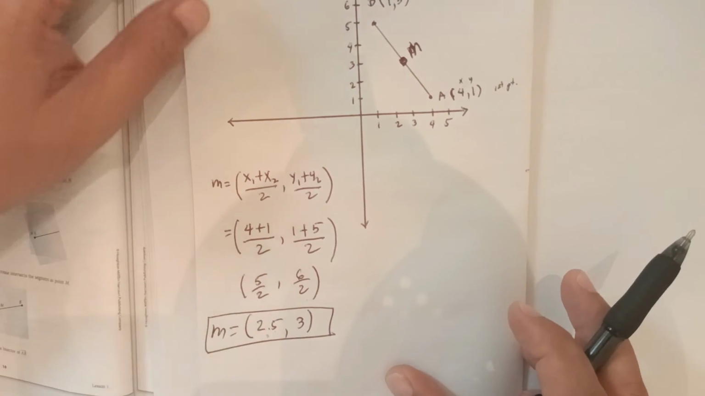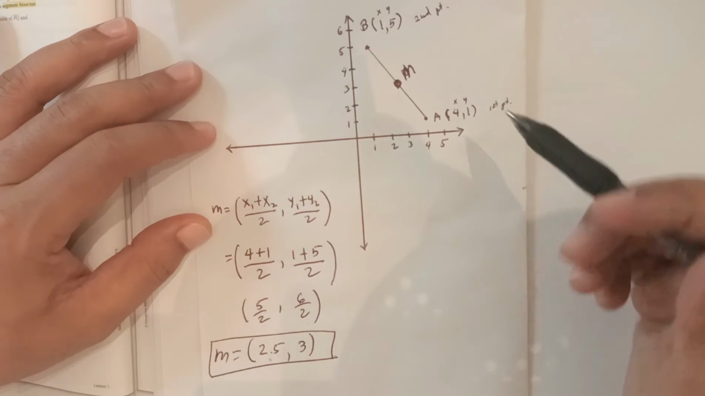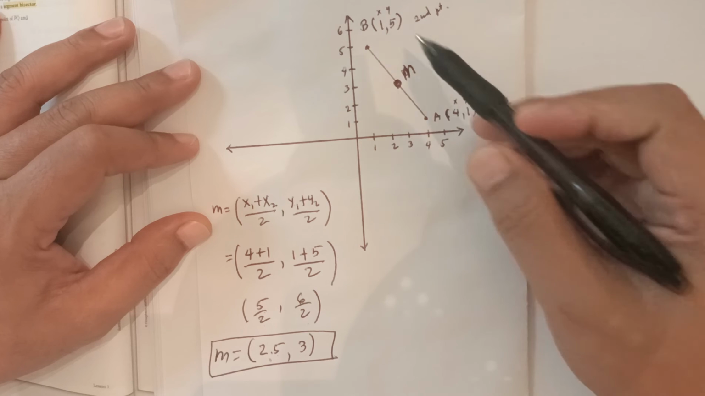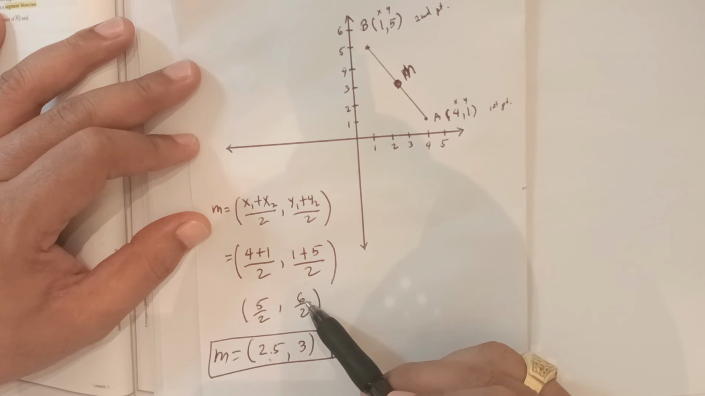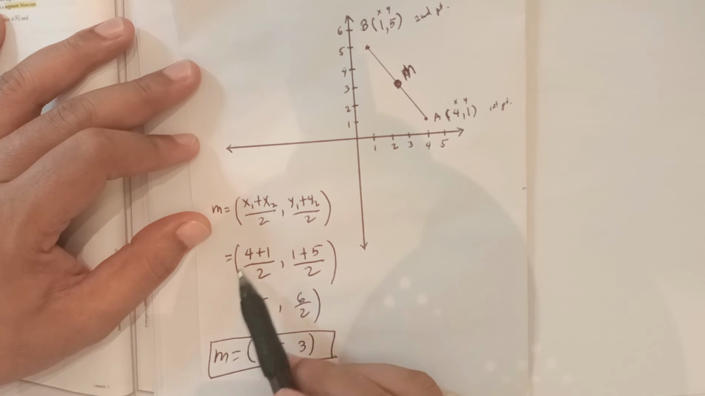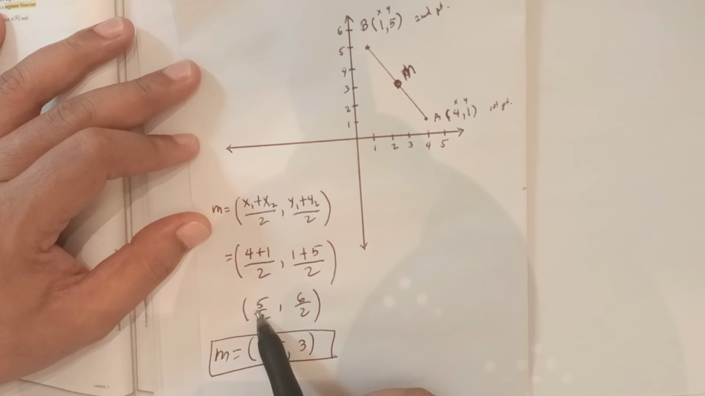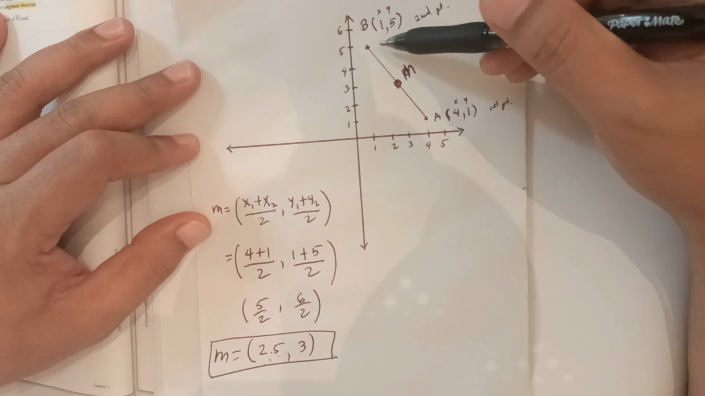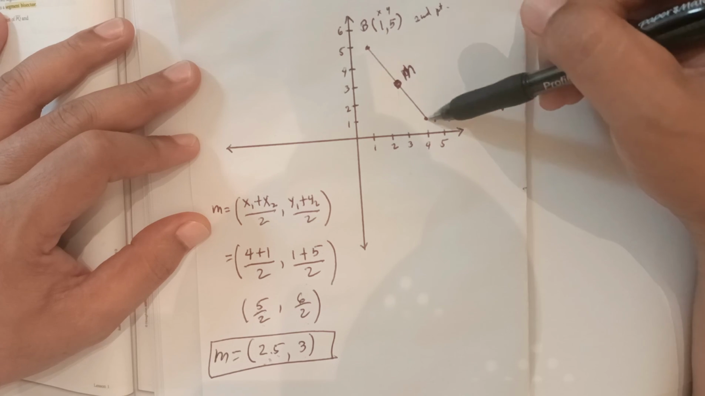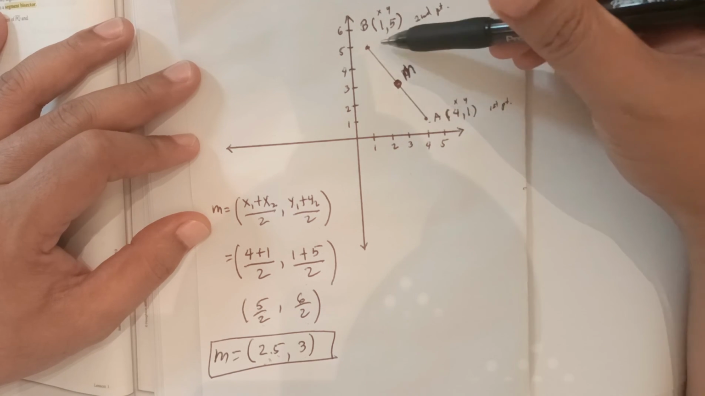So we get the values from the given points. 1 plus 5 divided by 2. So we add this, we got 6. We add this, we got 5. 5 over 2 is 2.5, and 6 over 2 is 3. So this is the midpoint for this distance, or for these two points.